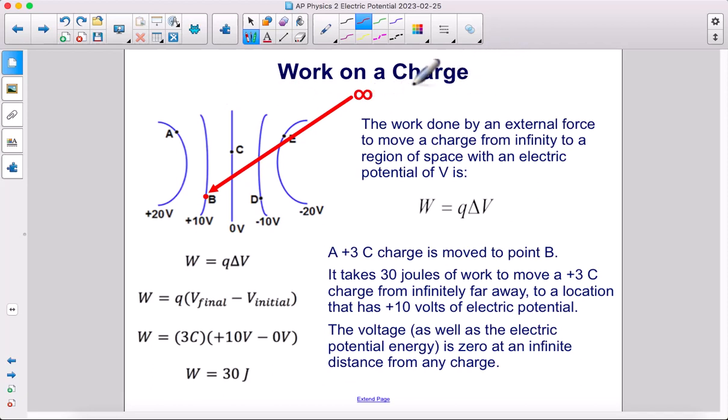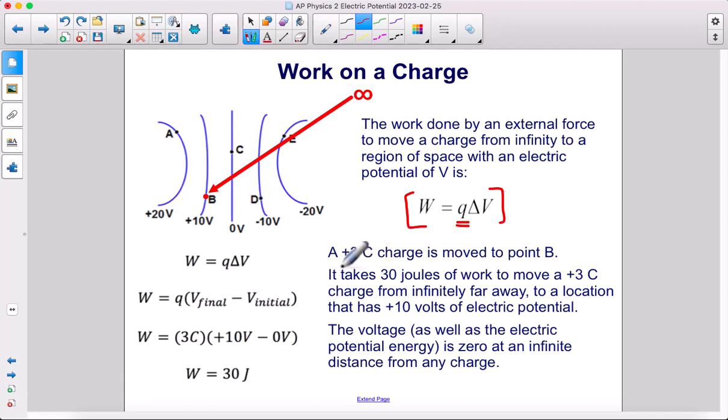A common question you might see is calculating the work done in order to move a charge from infinity over to point B, or from point A to point B. The work done by an external force to move a charge from infinity to a region of space with an electric potential is this equation here, QΔV, where Q is the magnitude of the charge that you're moving, and ΔV is the change in potential between the two locations.